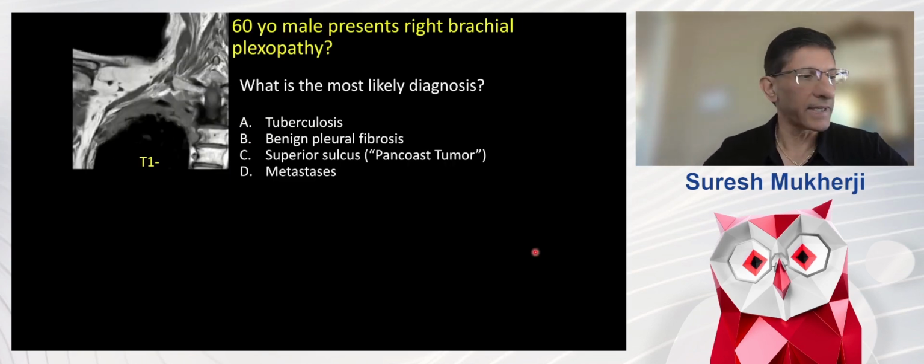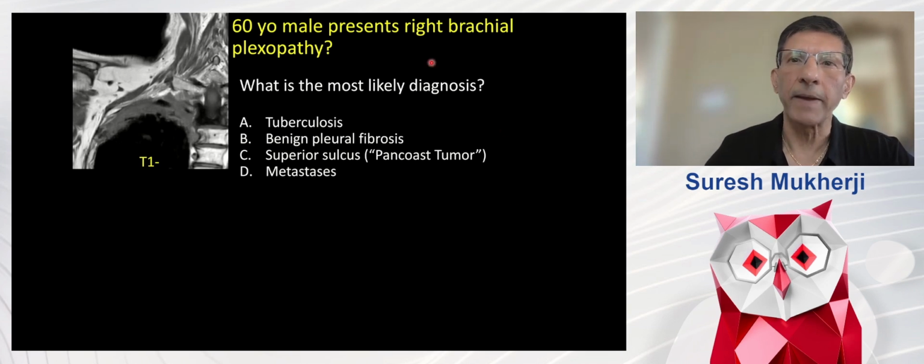All right, we'll go to the next case. This is a 60-year-old male that presents with a right-sided brachial plexopathy. What's the most likely diagnosis? Is it tuberculosis, benign pleural fibrosis, a superior sulcus tumor, aka Pancoast tumor, or metastases? And again, the question is, what's the most likely diagnosis?